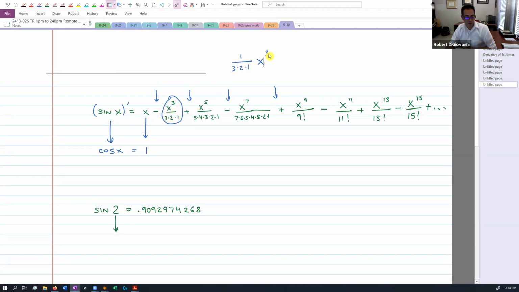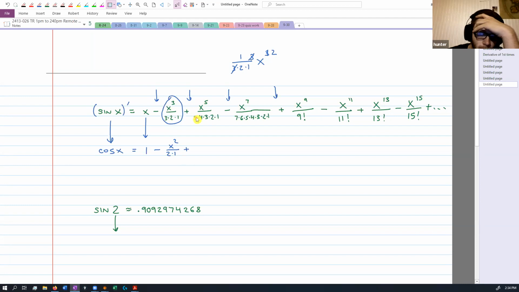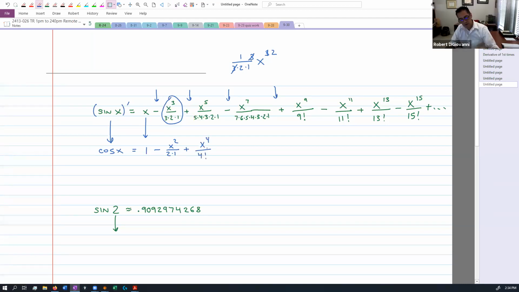So if I take the derivative, what happens? 3 comes out, 3x squared, and then you can multiply it back onto it. These 3's cancel, and you get a 2 there, right? So my next term should be minus, because there was a minus there. It should be x squared on top, and then 2 times 1 on the bottom. And then you have the next one. So what happens on the next one? The 5 comes out, and it cancels with that 5, doesn't it? And so you get x to the 4th over 4 factorial.